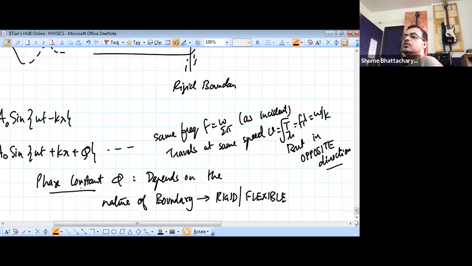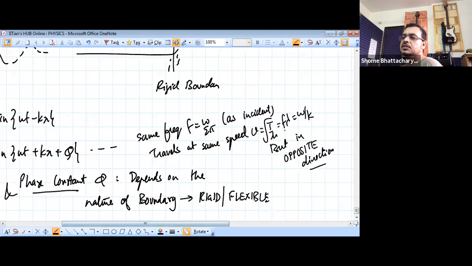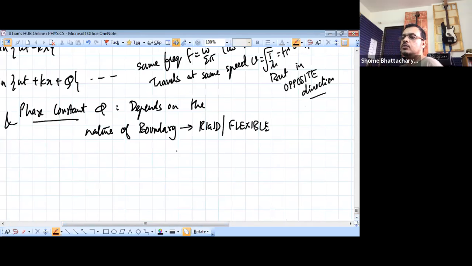And it has a phase constant phi, which depends on whether it is a rigid boundary or a flexible boundary. So the minus sign between omega t minus kx is changed to plus because the direction is reversed. But the rate at which the pulses are coming from the incident wave will be the same as the rate at which the pulses are getting reflected from the boundary. So omega will remain the same. And once omega is the same, k will be the same because they're traveling in the same medium. So v is the same, and v being the same, omega by k is the same. Okay.